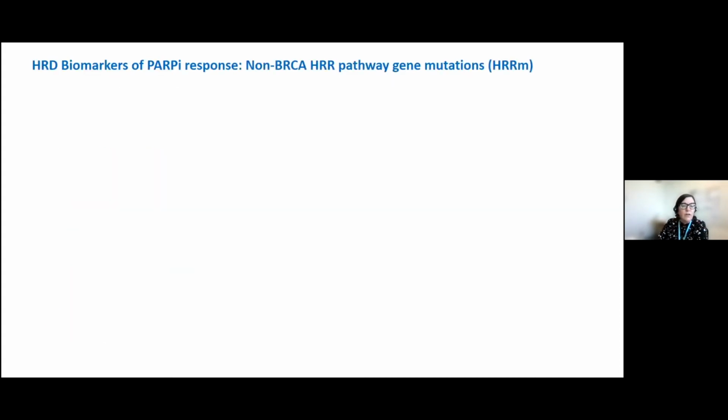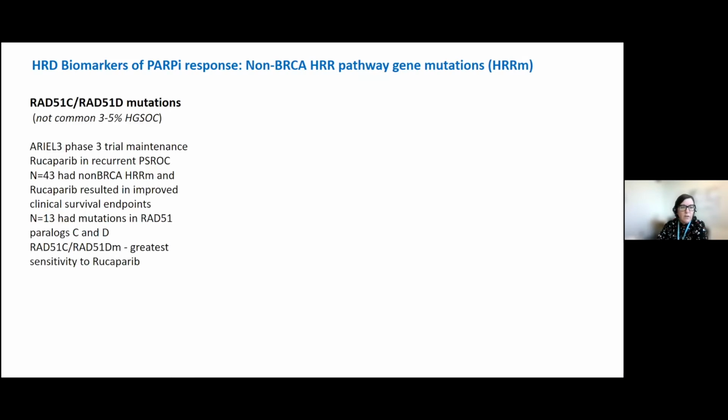If we look at single gene mutations in the HR pathway, what have we learned from those and their response to PARP inhibitors? ARIEL3 was a trial that looked at all comers, and it also looked at their mutational status. In that trial, we did see that RAD51C and RAD51D mutations were predictive of response to PARP inhibitors, and they're part of the HR pathway. The challenge is they're not common, so they represent about 3 to 5% of all high-grade serous ovarian cancers.